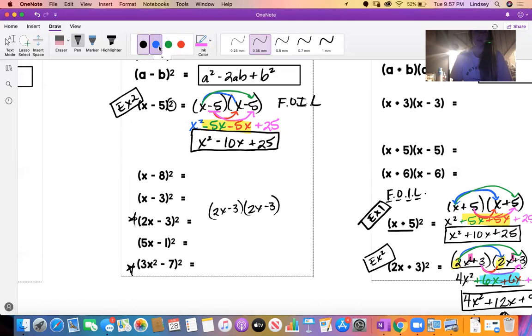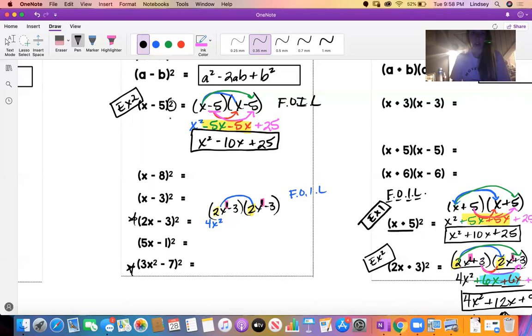All right, so I need to remember first, outer, inner, last. So I have 2x times 2x. That's going to give me 4x squared. Because I have to remember we multiply our coefficients and we add our exponents. Okay, so even though that doesn't have an exponent, we know it's understood to be 1. That's exactly what we talked about yesterday.